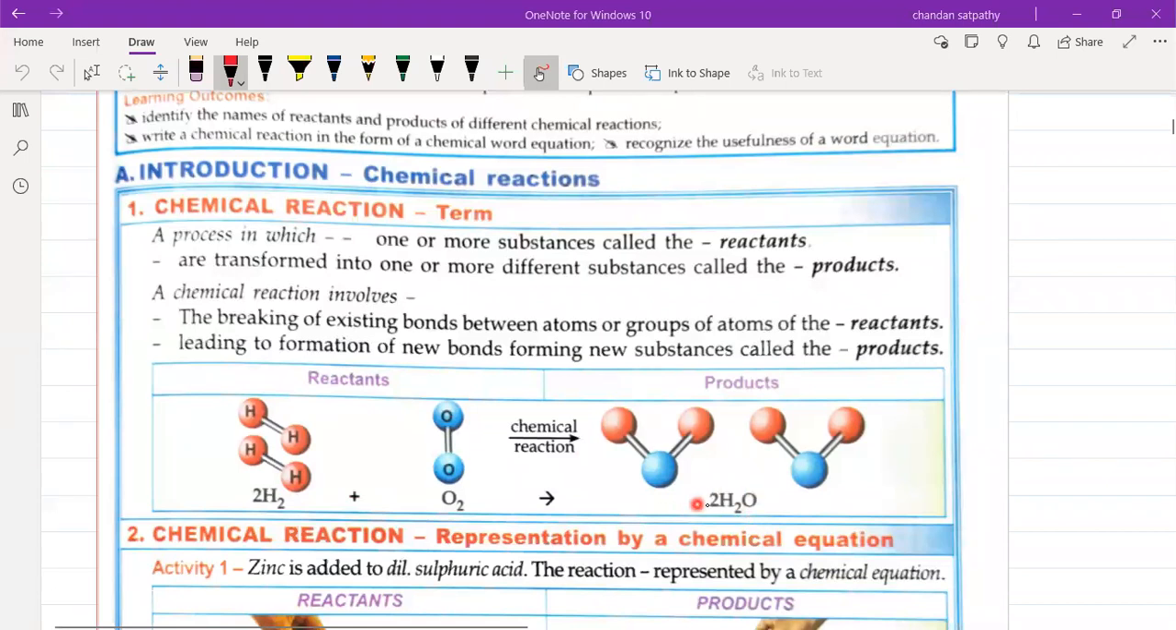Two water molecules are formed. You see, these are the water molecules. This is the hydrogen molecule. These are the oxygen molecules. When they combine, they form water molecules. So in a chemical reaction, what happens?